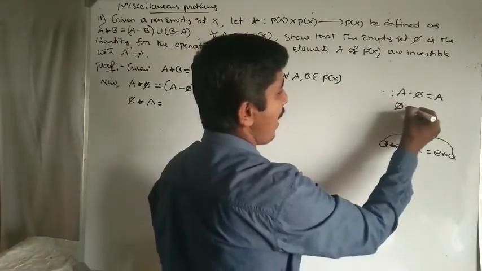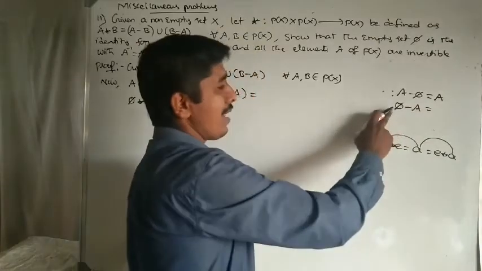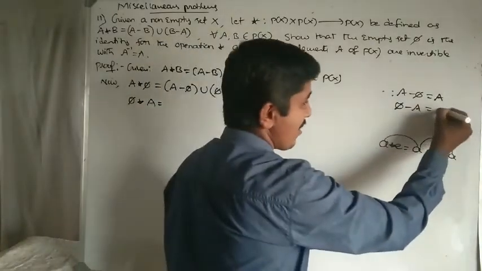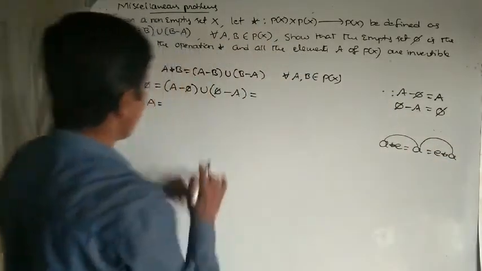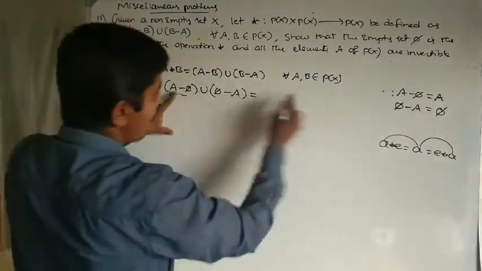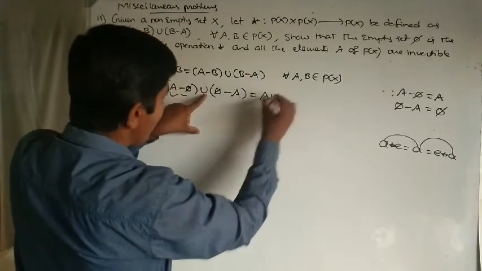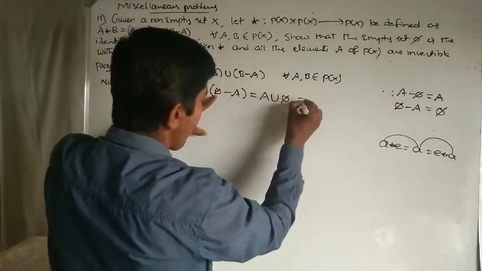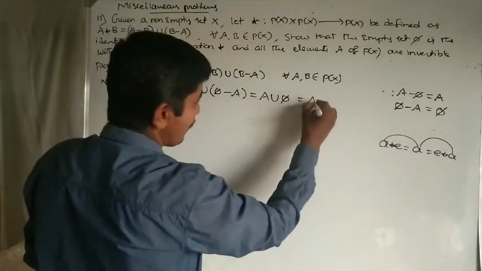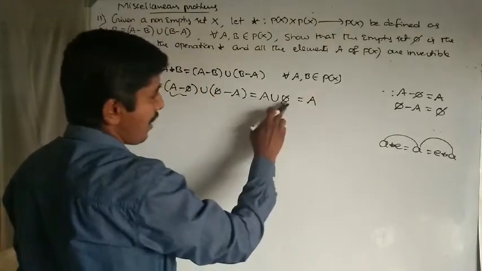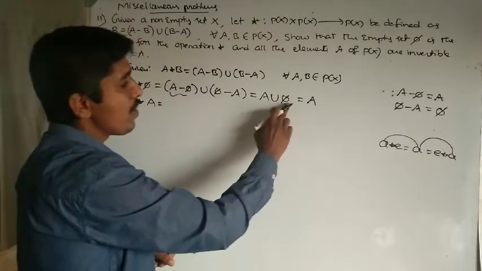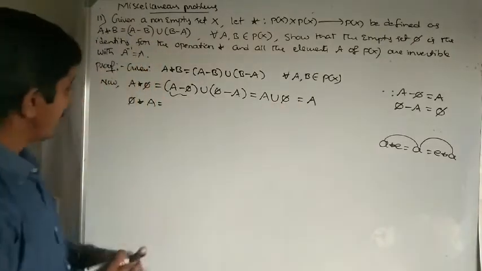Next, null set minus A: the elements which are in null set but not in A. Means there is no element in null set. Therefore, clearly it is null set. Correct. A minus null set union null set minus A: null set minus A is null set, and A union null set is clearly A. All the elements of set A and a null set means no element in null set. Therefore, clearly A union null set equal to set A.